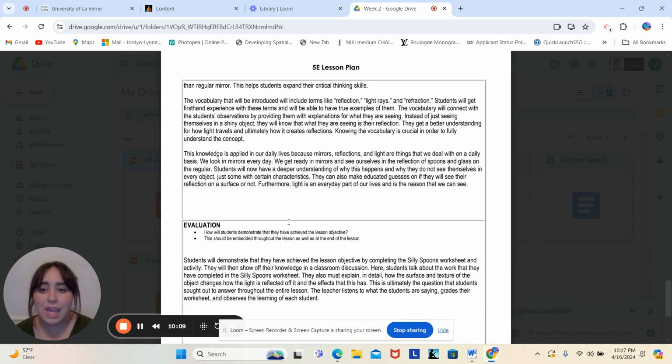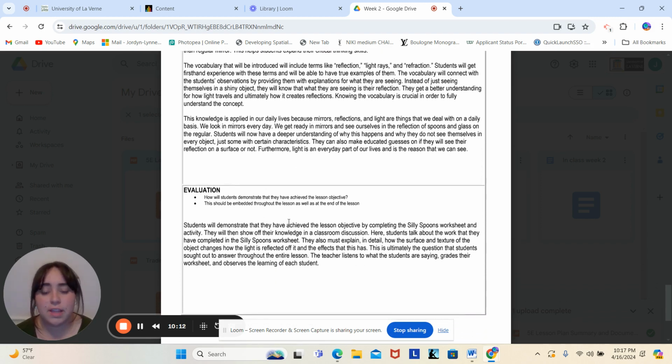And then this knowledge is applied in our daily lives because mirrors, reflections, and light are things that we deal with on a daily basis. We look at mirrors every day. We brush our teeth while looking at a mirror, or we wash our hands while looking at a mirror. We see mirrors every single day, and we also see light every day because it's the reason that we can see. So students are able to get experience with light and reflections and determine why things are the way that they are, and just ultimately help create an understanding of the reason why things occur like this.